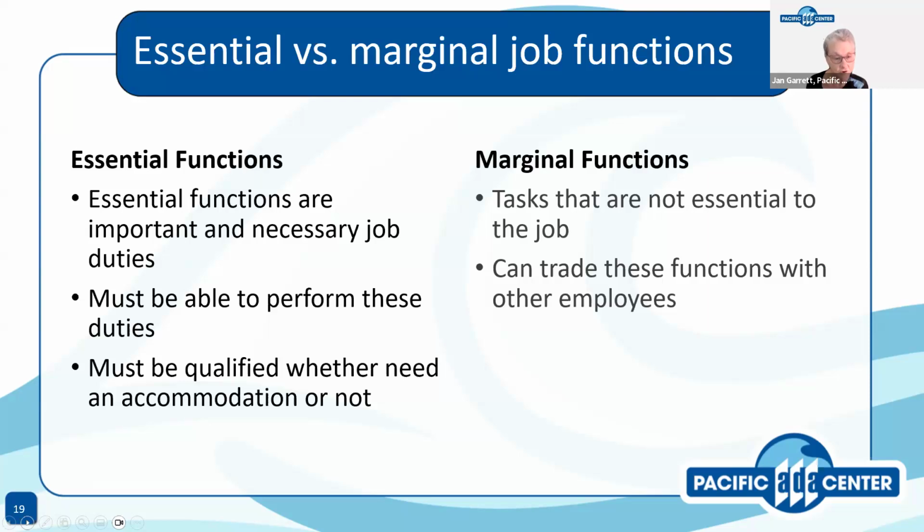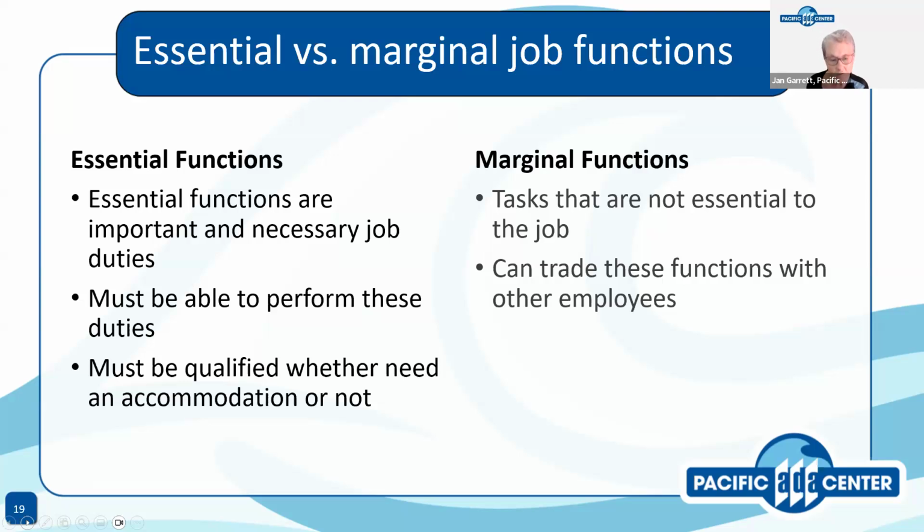So an essential function, really, those are the functions that the job exists to do. You can kind of think of that. And they are important and necessary job duties. And the person must be able to perform these duties with or without a reasonable accommodation. And the person has to be qualified for the job. Again, those educational or employment qualifications, whether or not they need an accommodation. So that's separate from the accommodation analysis.